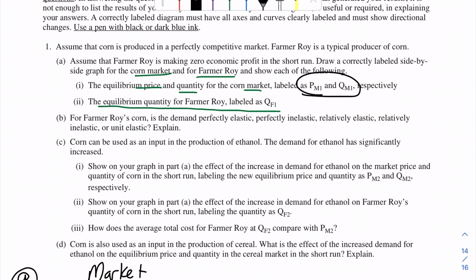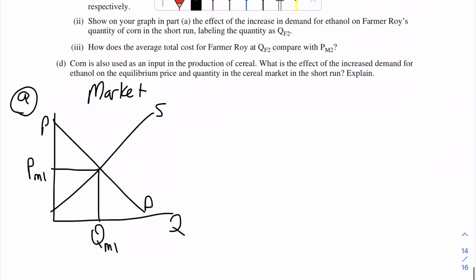Okay? Now, he's making zero economic profits in the short run. That has to mean price equals average total cost. We are also in perfect competition, which means my price is my demand, which is also my marginal revenue. Okay? Alright, so let's draw the farm graph.